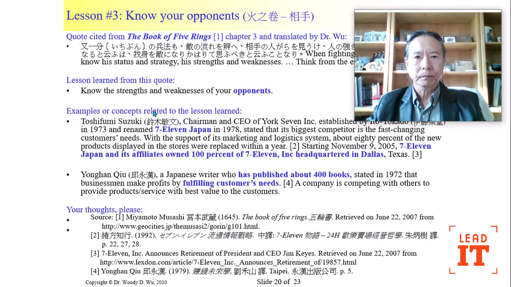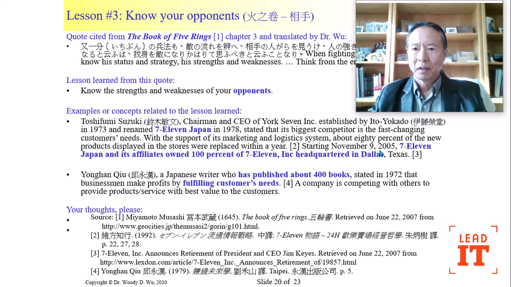Lesson number three, know the strengths and weaknesses of your opponents. You want to know yourself. You want to know your competitors. Toshifumi Suzuki suggests, in 7-Eleven Japan, which was so successful, that in 2005, 7-Eleven Japan and its affiliates owned 100% of 7-Eleven Incorporated, headquartered in Dallas. So 7-Eleven now is a Japanese company and no longer an American company.